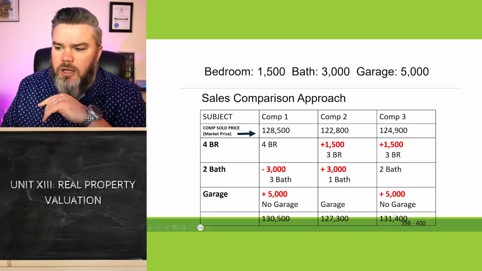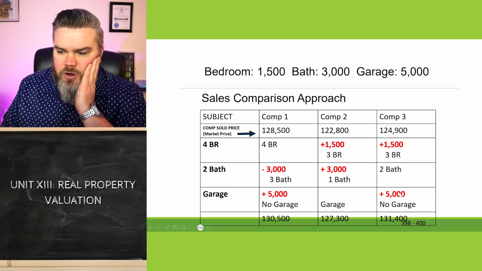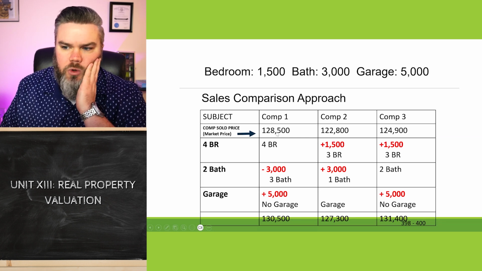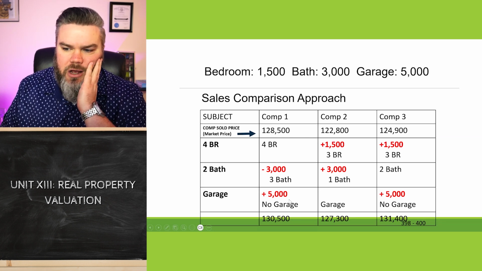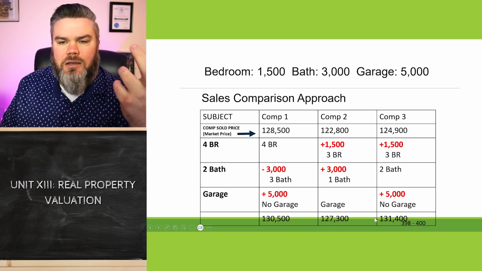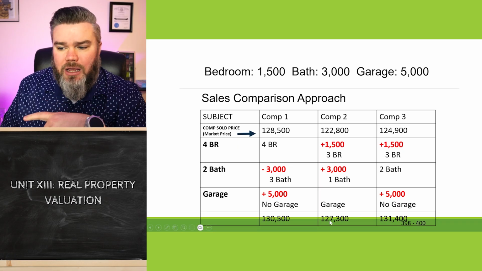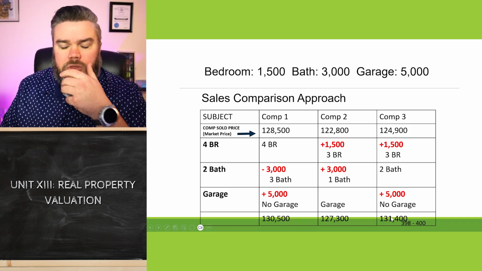And then no garage versus having a garage, inferior, add. So you would just make the adjustments, right? 128.5 minus 3,000 plus 5,000. Same thing here, same thing here. And yet again, we as real estate brokers would give this as a range, low end to high end, 127.3 to 131.4.